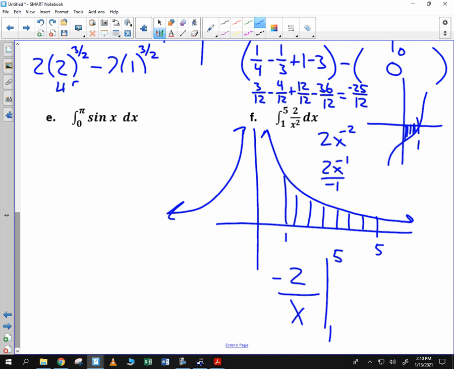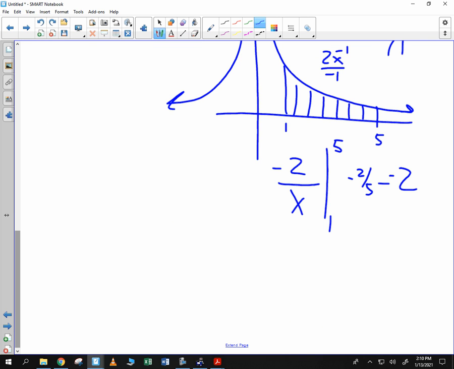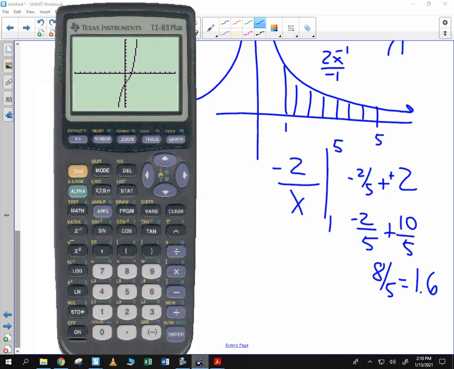Plug in 5 and we get negative 2/5. Plug in 1 and we get negative 2. So you have negative 2/5 minus negative 2. I'm going to add that and you get negative 2 over 5 plus 10 over 5, which is 8 over 5 or 1.6. Again, if you'd like to check your result, go ahead and plug it into your calculator.